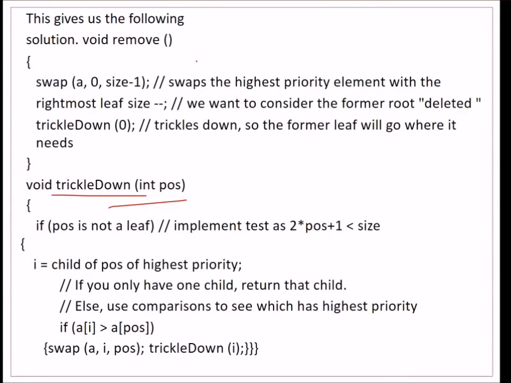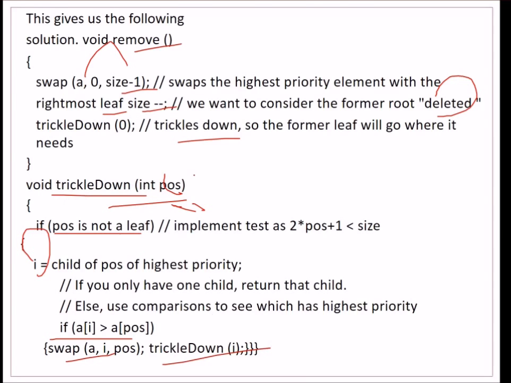So this is our remove function. We swap a[0] and a[size - 1]. We say swap the highest priority element with the rightmost leaf, and then we decrease the size. We want to consider the former root deleted because we have just actually deleted the root, and we trickle down. How are we going to do it for some position? If position is not a leaf, that is, we test 2 * position + 1 is less than size, then we assign the child of position of higher priority. If you have only one child, what are you going to do? Return that child, or otherwise use comparison to see which has the highest priority. That is, if a[i] is greater than a[position], swap this position and just trickle down.